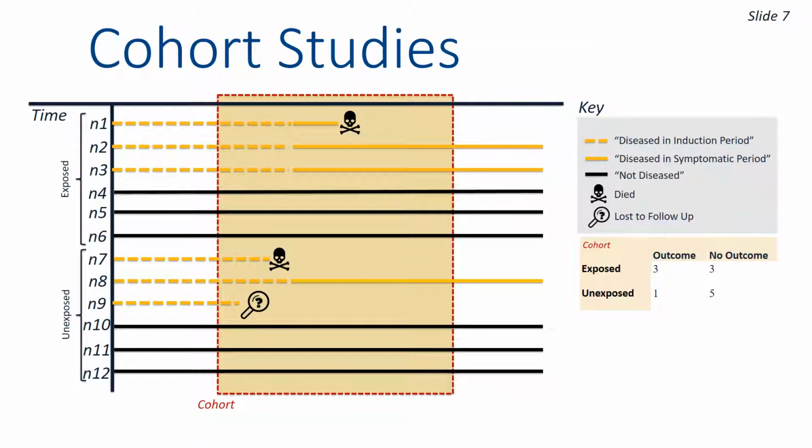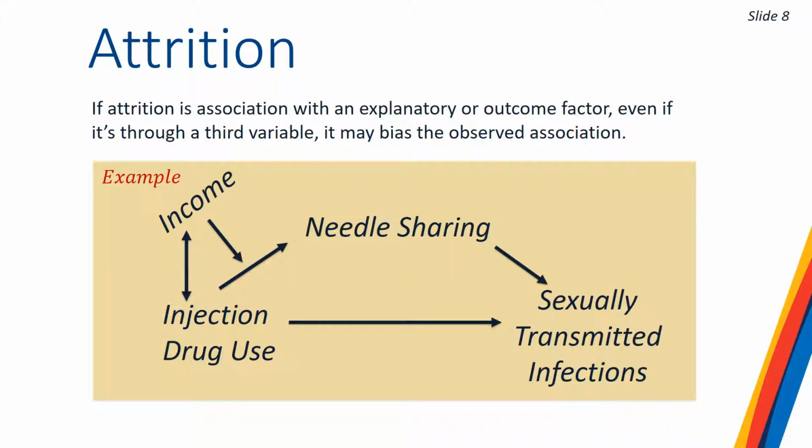As with other sources of bias, loss to follow-up is not usually a problem if it is not associated with outcome or an exposure, or if it occurs randomly among the exposed and unexposed and diseased and healthy participants. On slide 8, however, consider the role that attrition might play in a cohort study. As you know, attrition can occur for many reasons.